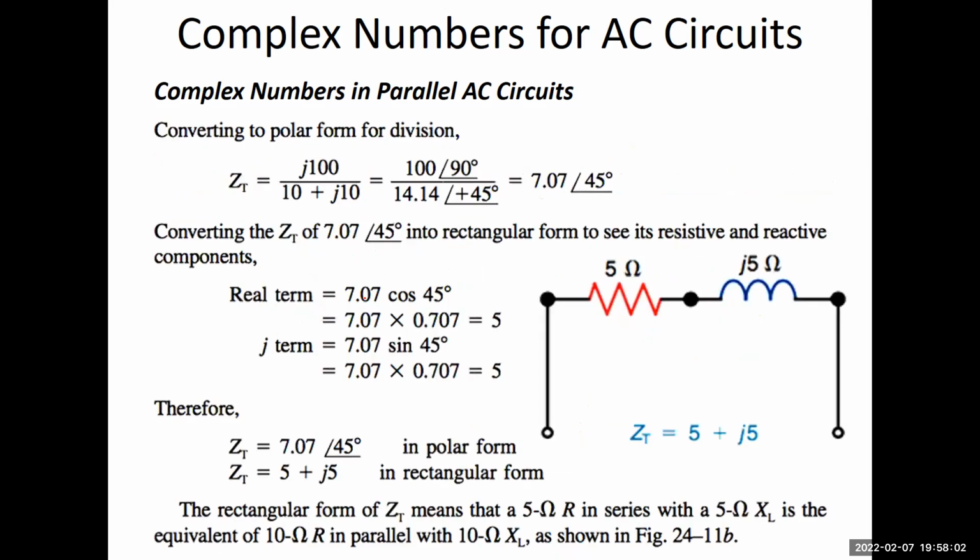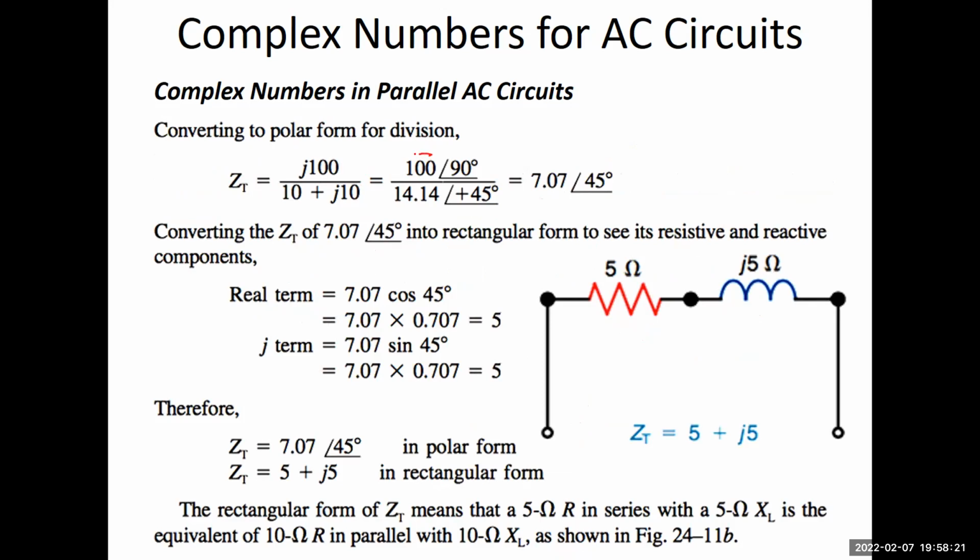So complex numbers in AC circuits. Okay. So this is how you convert. Convert mo muna yung, kasi dapat dito, convert mo muna into polar form para mas mabilis.